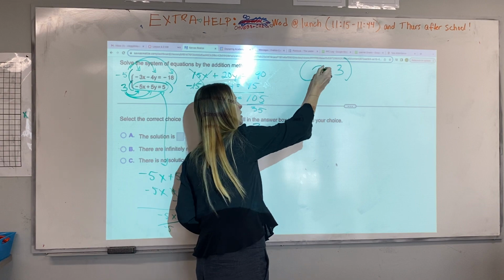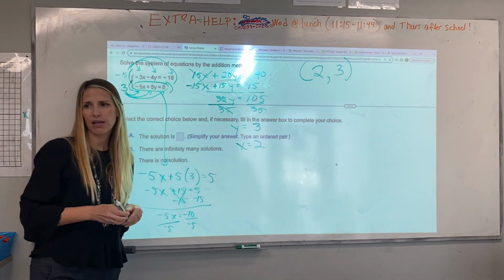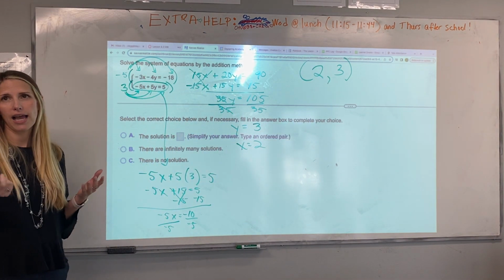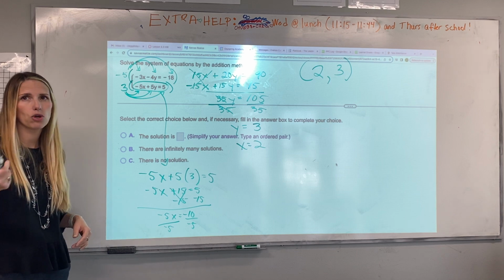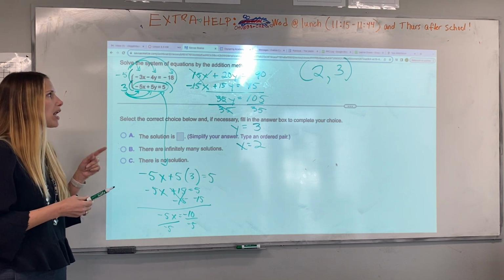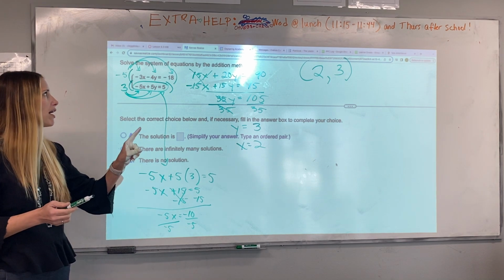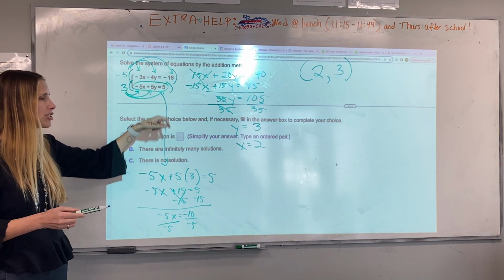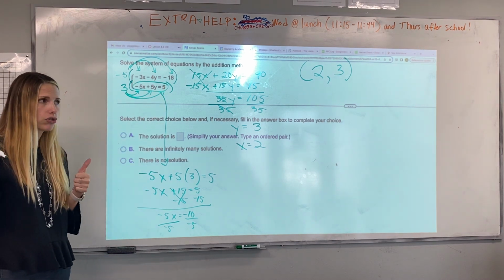That's my solution. But if I were doing this on my own, and I had time to do it, I would plug the positive 2 and the positive 3 back into the top equation, and make sure the equal sign is true. I don't, because I have to finish this homework by the end of the period.